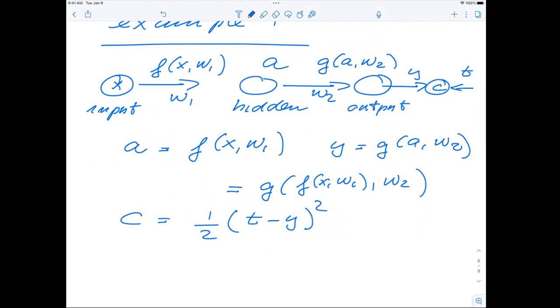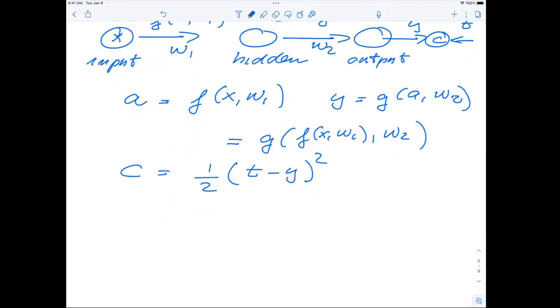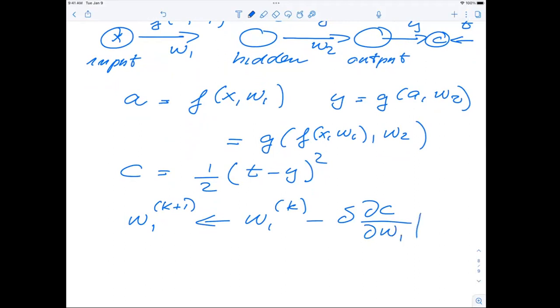And then the kind of quantities which we are going to need now is the derivative with respect to W1. We want to calculate the gradient, so we would need the gradients for W1. And we are going to set up a gradient descent algorithm. That's going to depend on the previous value from iteration k, and we can have a learning rate, delta. This is multiplied with the gradient of the cost function with respect to W1, evaluated at W1 at iteration k.